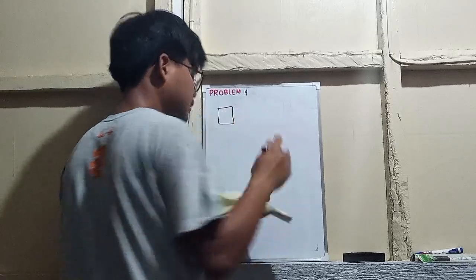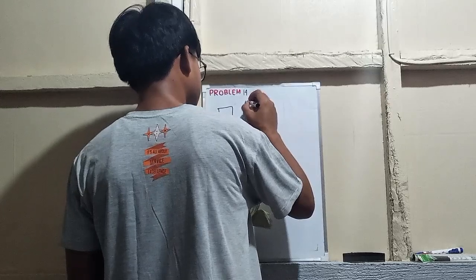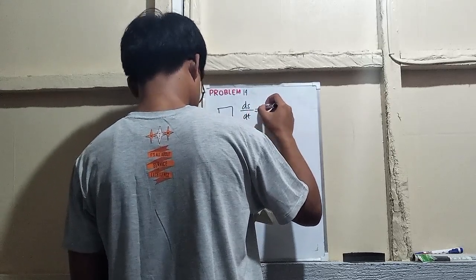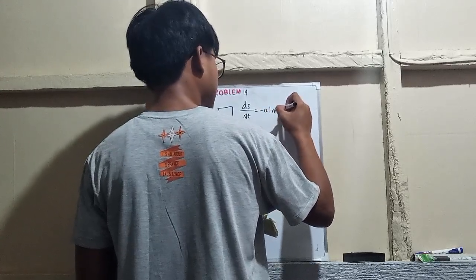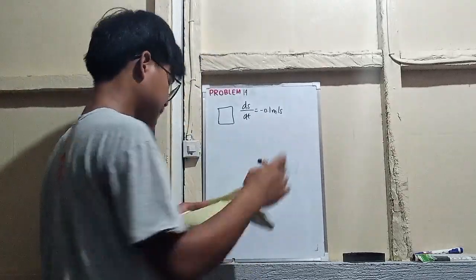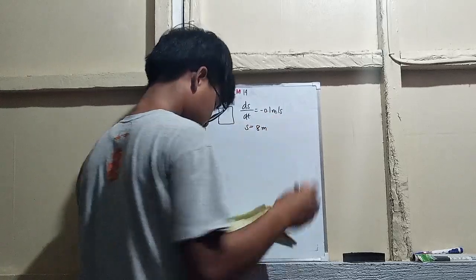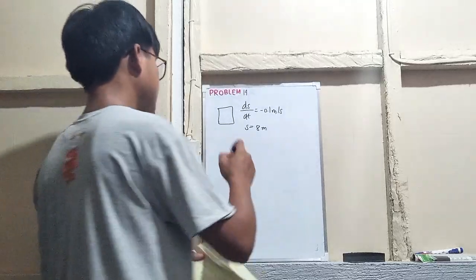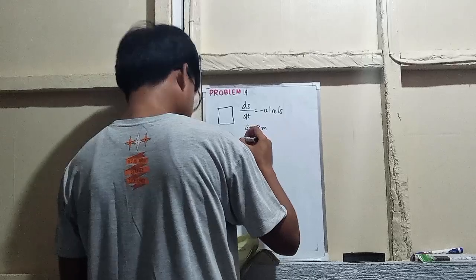Then we'll identify the given in the problem. So the rate of our side is equal to negative 0.1 meter per second. Since it's decreasing, we'll have the negative. Then our side is equal to 8 meters. Then we all know that when getting the area of a square, the formula is s squared.